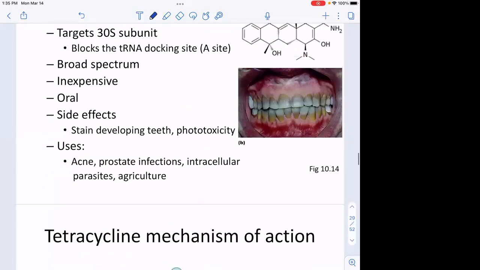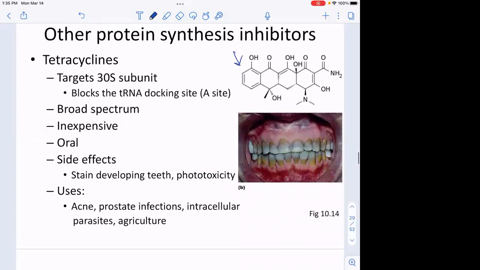Okay, so like most of the protein synthesis inhibitors, they're fairly broad spectrum, meaning they work on gram positives and gram negatives. They're really cheap to make. So that's one of the reasons that tetracyclines have been used so broadly in agriculture, just added to feed, not only to keep animals from getting sick, but we know that when we add antibiotics to livestock feed, they actually grow faster.